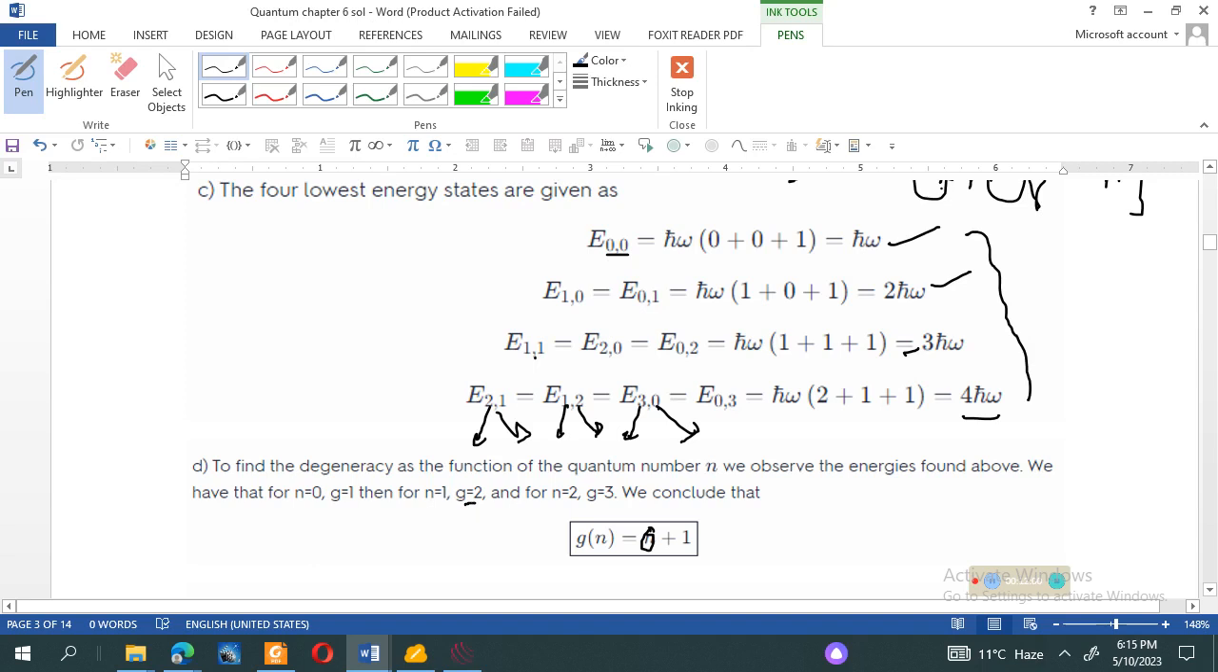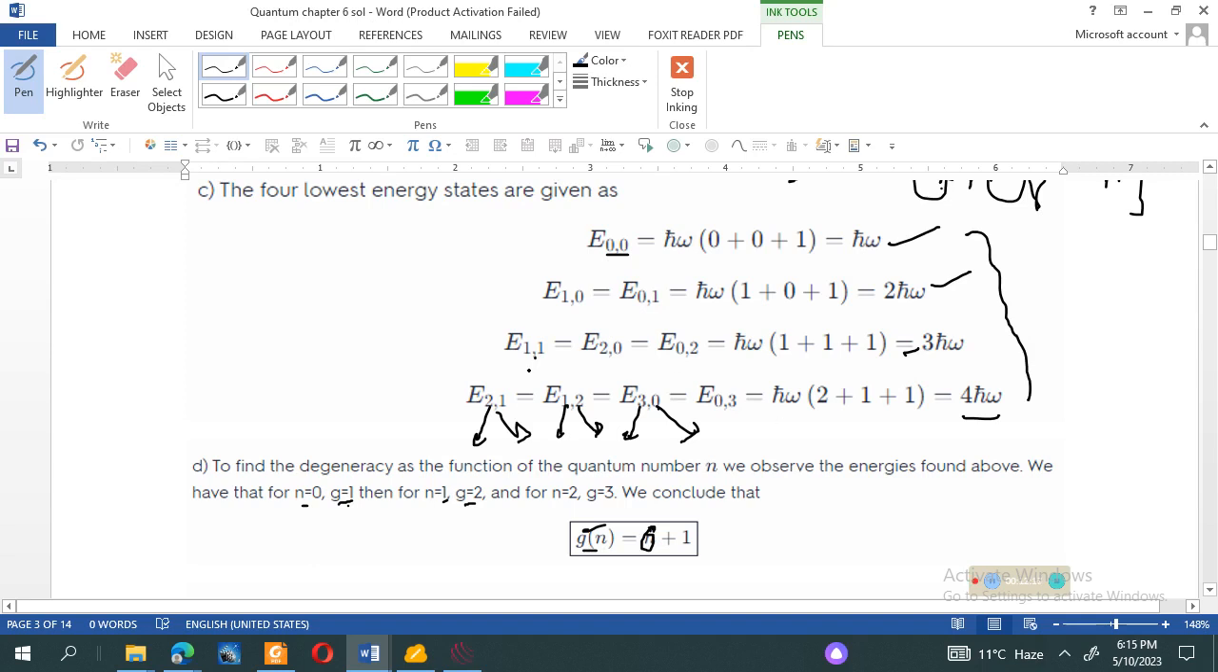For n equal to 0, g is equal to 1. Then for n equal to 1, g will be equal to 2. If we put n equal to 1, the degeneracy will be equal to 2, and for n equal to 2, the degeneracy will be equal to 3.